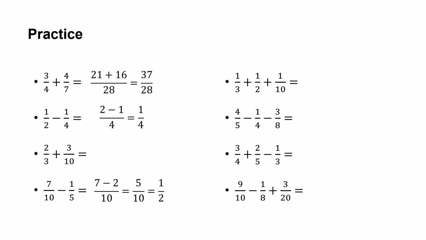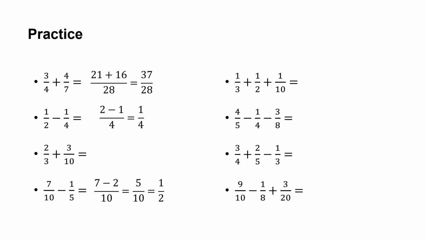We have 7/10 minus 1/5. The lowest common multiple here is 10. So we have 7 over 10 minus, and then to get from 5 to 10, we multiply by 2. So we have to multiply the top by 2 as well. So we have 7/10 minus 2/10, which gives us 7 minus 2 over 10, which is 5 over 10. And then lastly, we can simplify this again. So 5 over 10 is just a half.